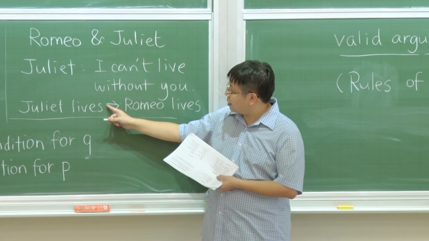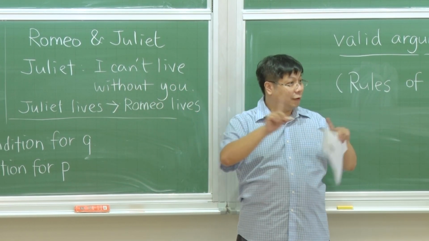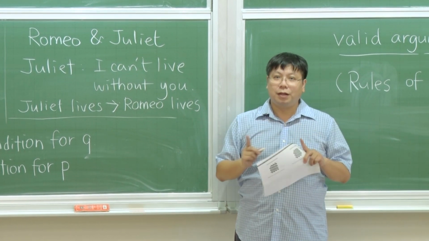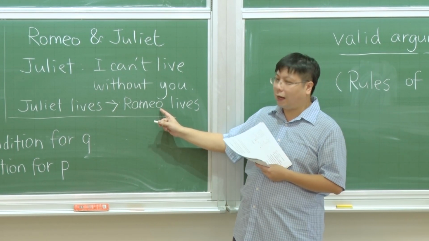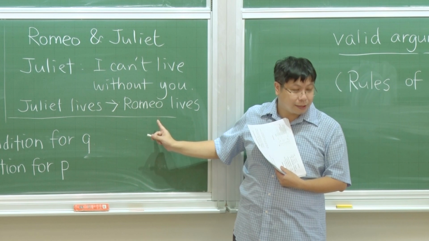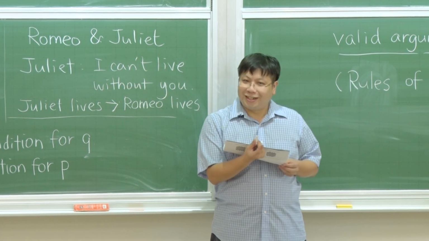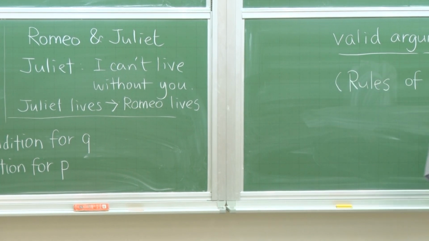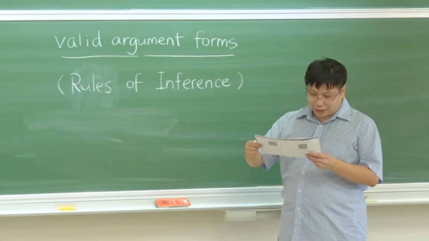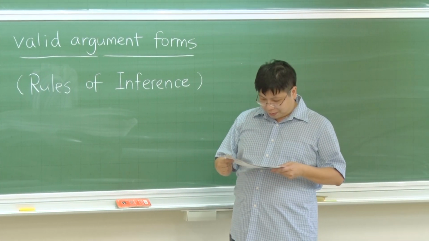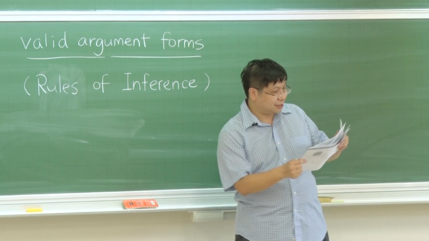If it is a double arrow, it is if and only if. So we call this if and only if. For the if and only if case, any one condition will be necessary and sufficient for the other one. Is that okay? Now, if you understand everything so far, this is time to do some exercise.